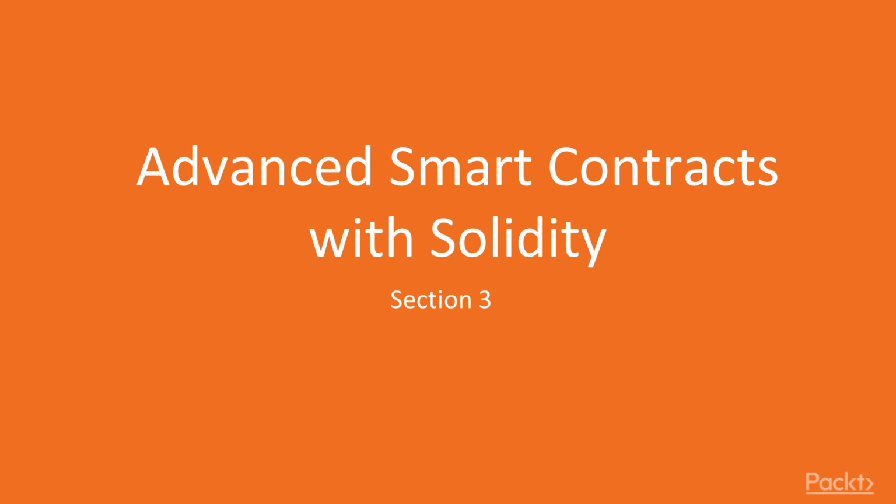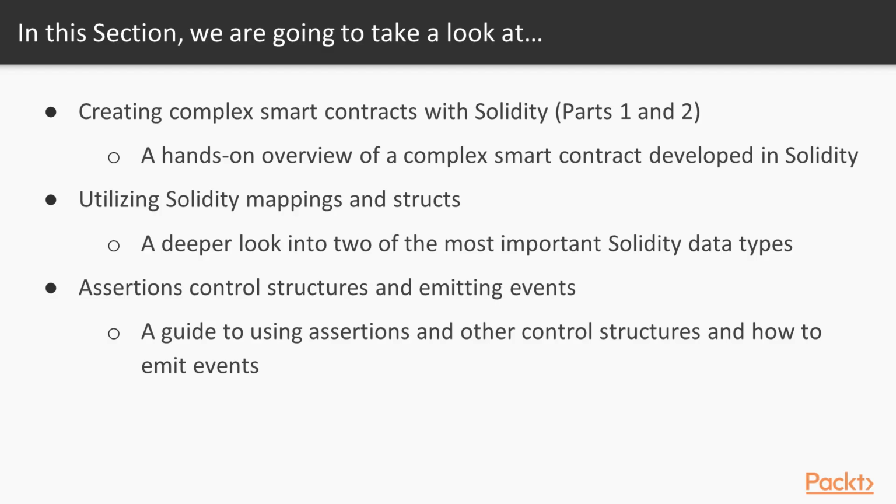In this section, we're going to be covering a wide range of commands and implementations for smart contract programming with the Solidity language. We'll start with a hands-on overview of a complex smart contract. After that, we'll learn all about the different data types and variables that are available to Solidity developers. Then, in video 3, we'll take an in-detail look at two of those data types called mappings and structs.